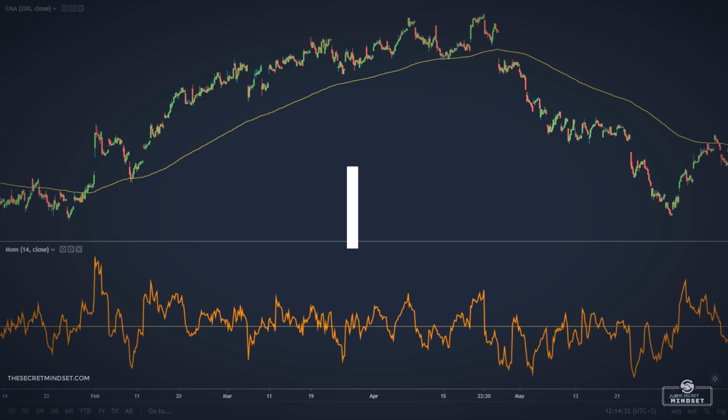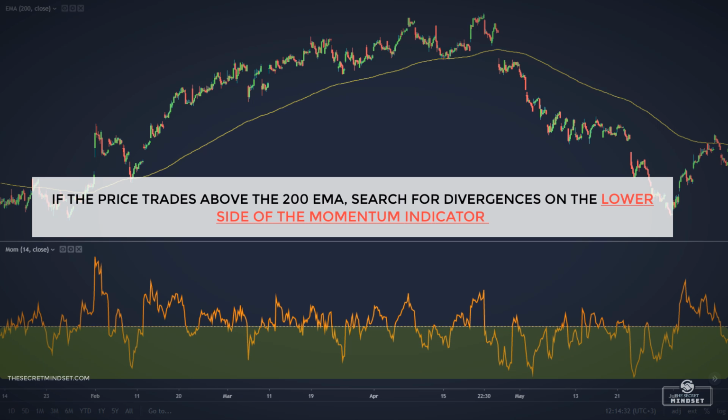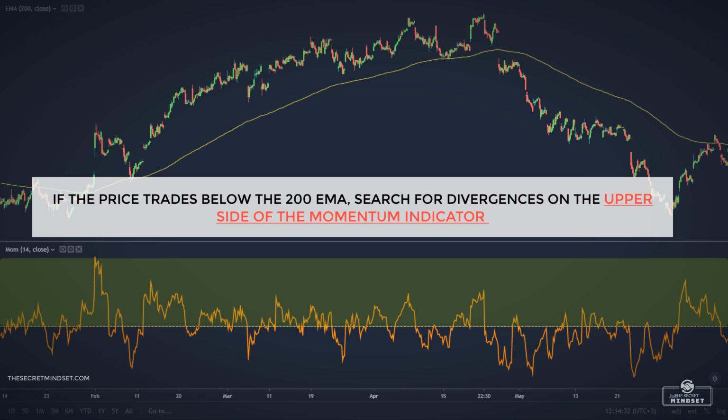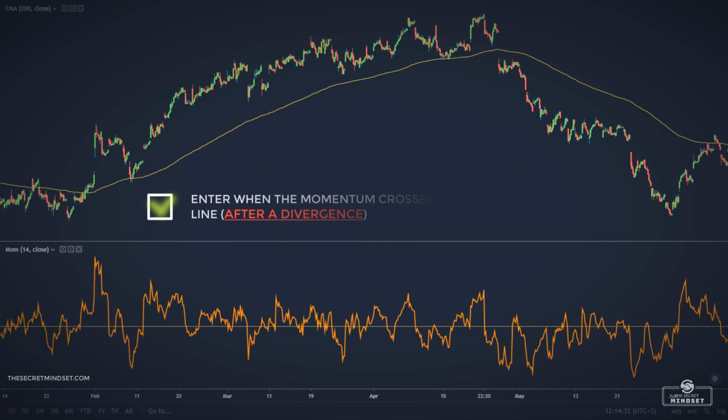So if the price trades above the 200 EMA, I search for divergences on the lower side of the momentum, and if the price trades below the 200 EMA, I search for divergences on the upper side of the momentum indicator. I enter when I spot a divergence in the direction of the trend, when the momentum crosses below or above the zero line. Also, if you aren't familiar with divergences, I recommend you to watch this video after you finish this one.